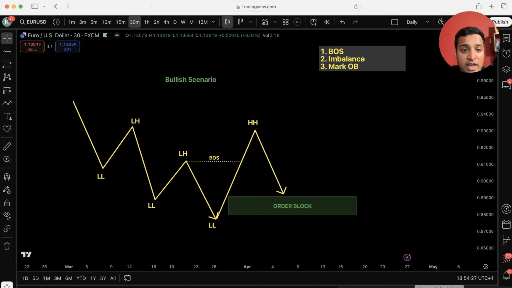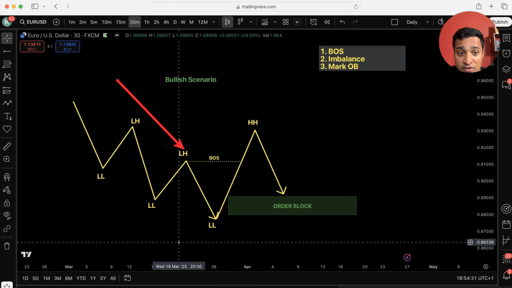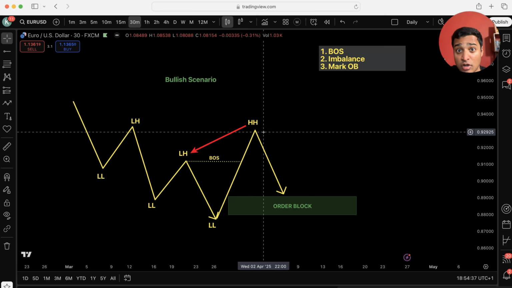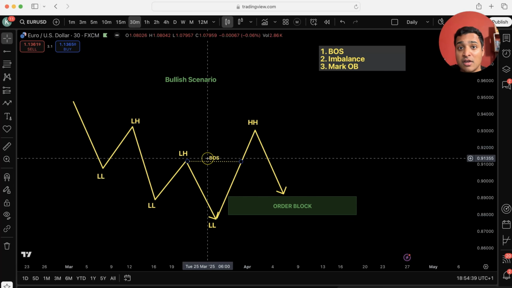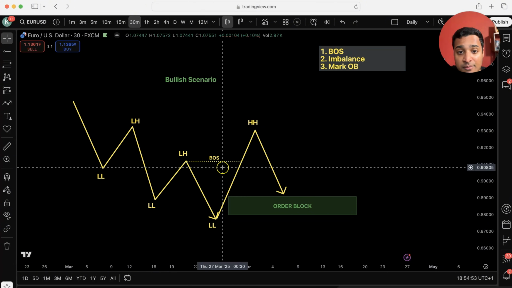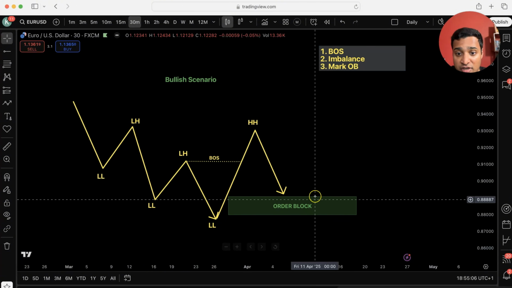As you can see, we have lower lows and lower highs, indicating a downtrend. Then we had this higher high, which took out the previous lower high, causing a structural shift. So now we would go through the checklist that we discussed earlier for actually entering a trade. The first step is to check for a break of structure, which we have in this case. Then we would check for an imbalance. After that, we would mark an order block, as you can see here.